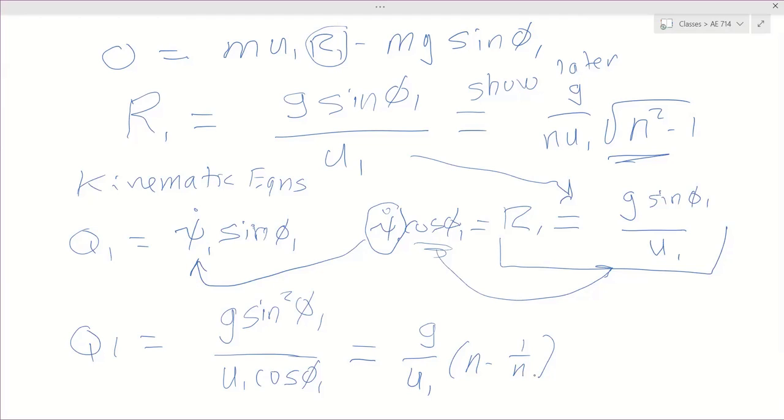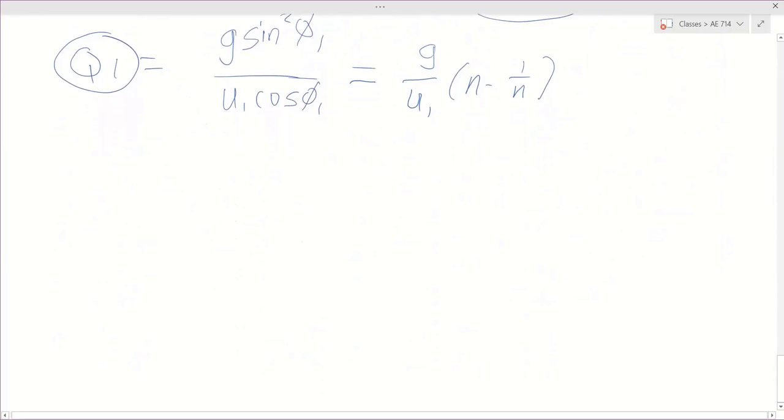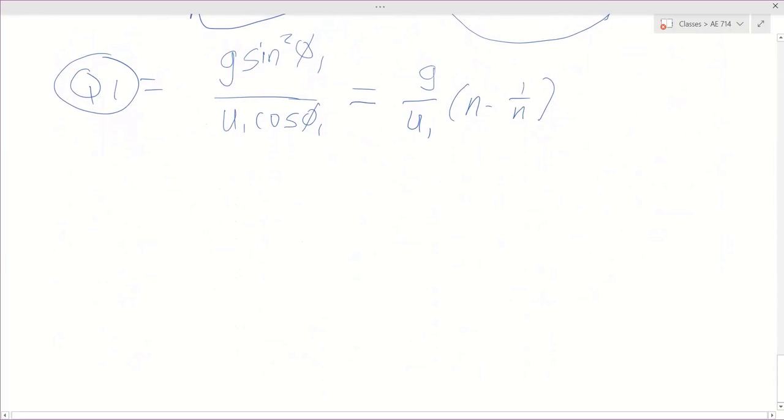All right, so this expression and this expression will be substituted into the equations of motion, where we have those terms, R1 and Q1. So the equations that are left, the lateral directional equations, we're grabbing those out of the set that we looked at last time.